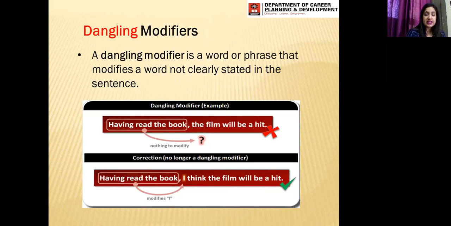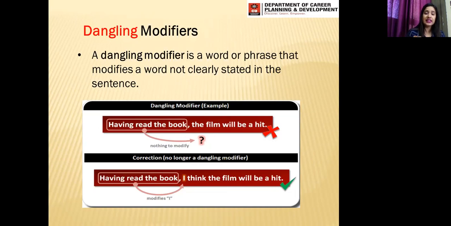example. The example says, "Having read the book, the film will be a hit." Now, "having read the book" is the first half of the sentence. The question that arises in our minds is, who read the book, which book? Next part is, "the film will be a hit." So the modifier is not working correctly over here.